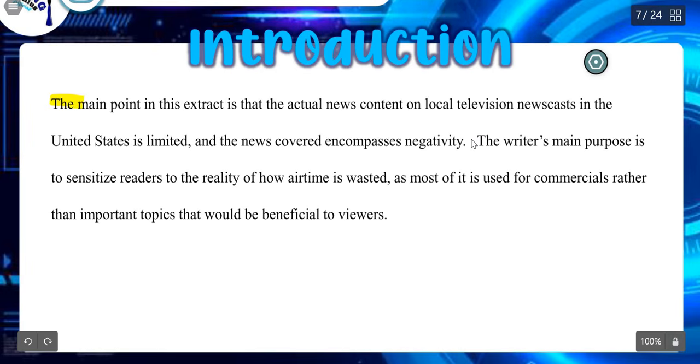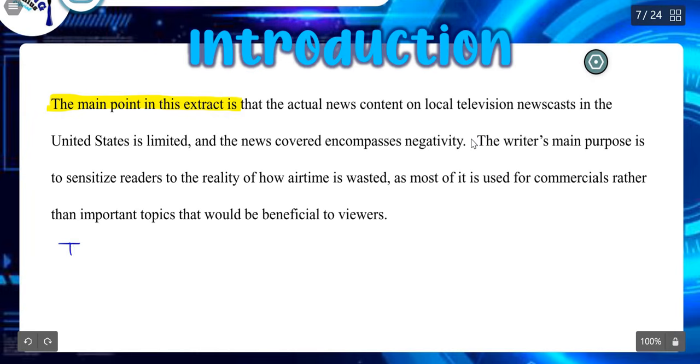Now, I said the main point in this extract is, right, you are required to state blatantly that the main point is. You're not supposed to, how should I say this, be fancy with it, right? They want you to tell them plain and simple what the main point of the extract is. So, other ways in which you could say it, you can say the main point is about, or the main point speaks to.